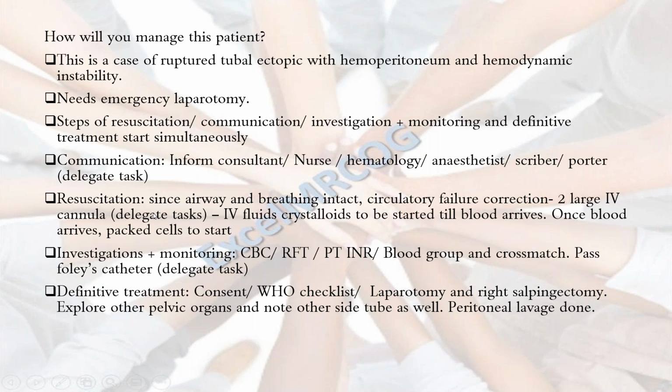All right. Then you say definitive treatment would be consent, WHO checklist. Whenever shifting to theater, don't forget consent. Again, a safety point. Consent, WHO checklist, laparotomy, and right salpingectomy. Explore other pelvic organs, note the other side tube as well, because as you mentioned, the other side tube may be unhealthy. But remember, if it's ruptured, then it is very unlikely that you could save the tube. So it is quite likely that you would need to proceed with a salpingectomy. So it's okay if you say salpingectomy and a peritoneal lavage.